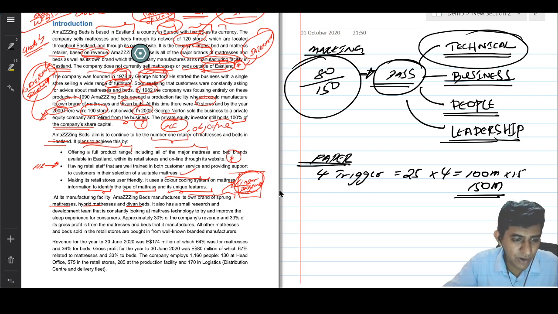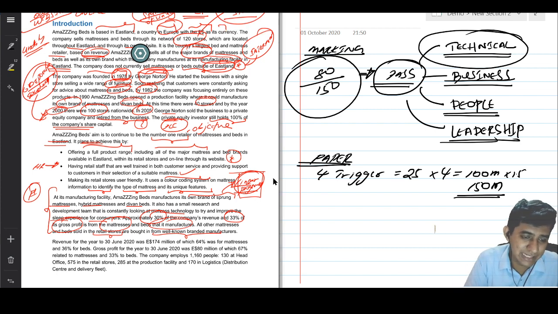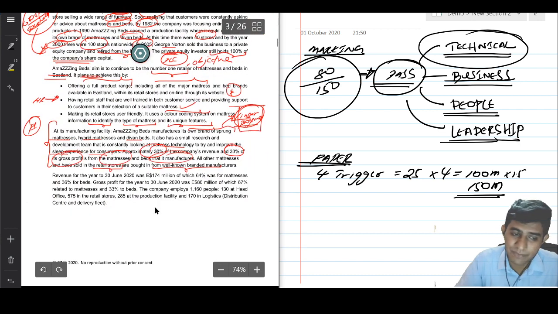There is also a small research and development team that is constantly looking at mattress technology. So disruption is also there to try to improve sleep experience for the consumers. Approximately 30% of the company's revenue and 33% of the gross profit comes from the mattresses and the beds that are manufactured. All the mattresses and the beds in the retail stores are bought from well-known branded manufacturers. So students, again I am telling you, a P1 question can be tested where you can eliminate the low cost item also. So that is very, very important. In other words, low profit making item.